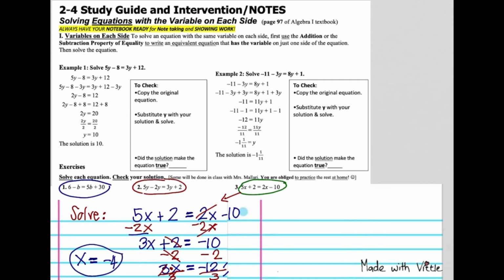And that's our final answer. But we have to check our work. Will this solution make our equation true?